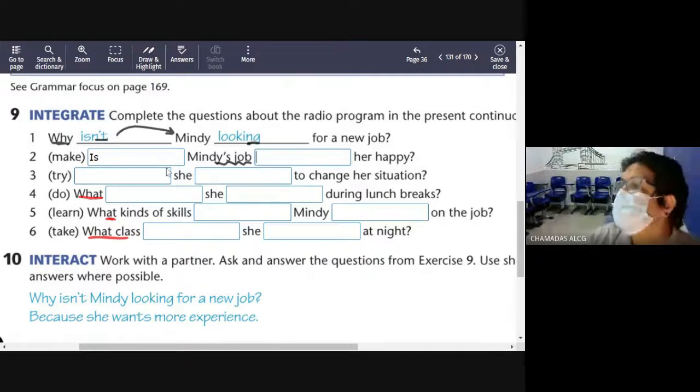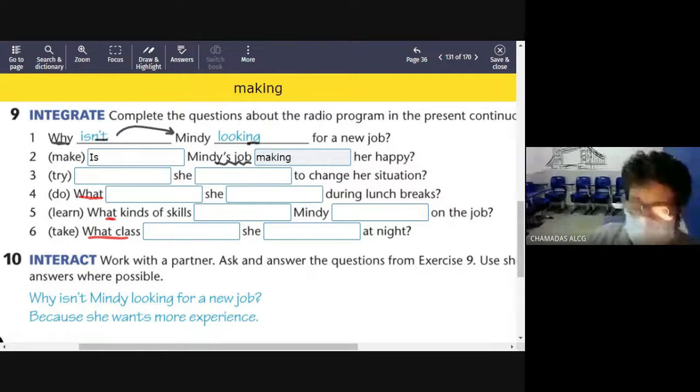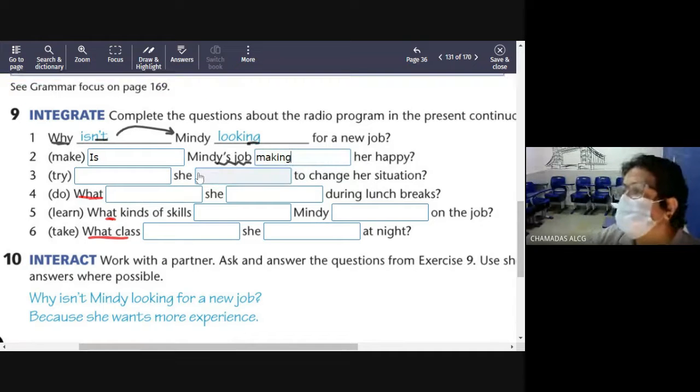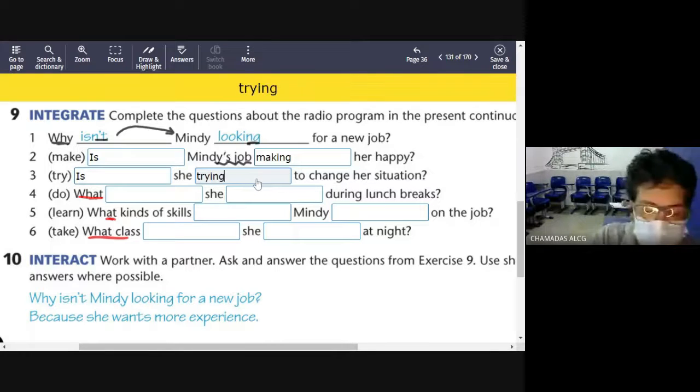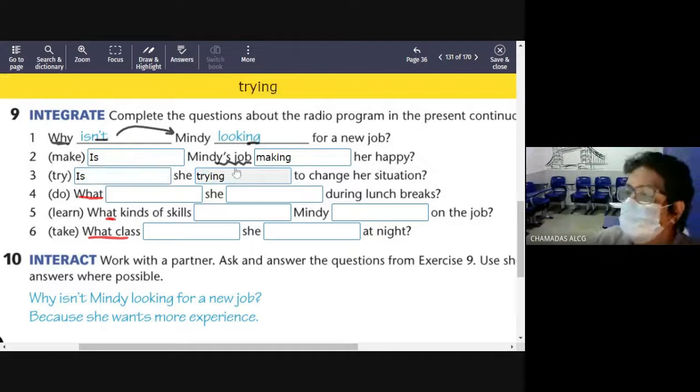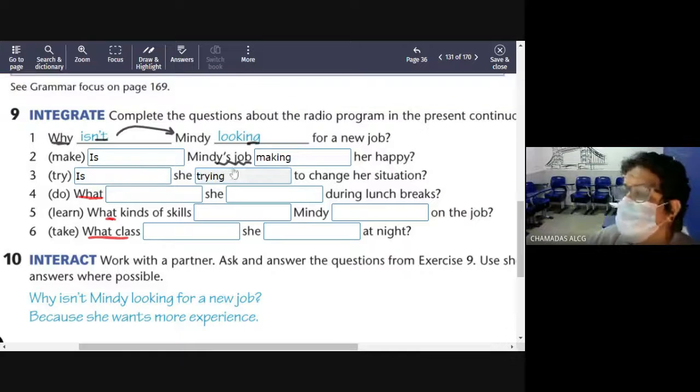Is Mindy's job, present participle, making her happy? Okay. Is Mindy's job making her happy? So here, Mindy's job is singular. So I have to use the verb to be accordingly. Okay? Number three, question. Is she fine in conversation? Good. Excellent. Verb to be and then present participle. Is she trying? Okay. Excellent.